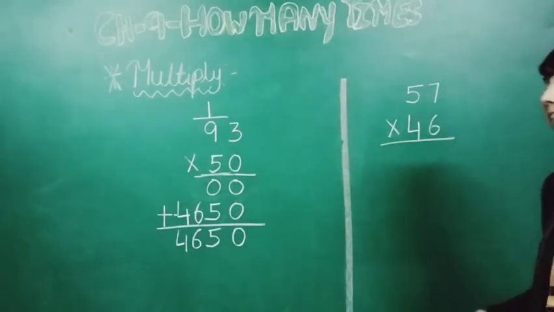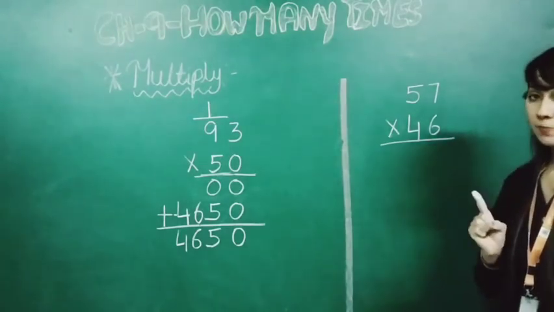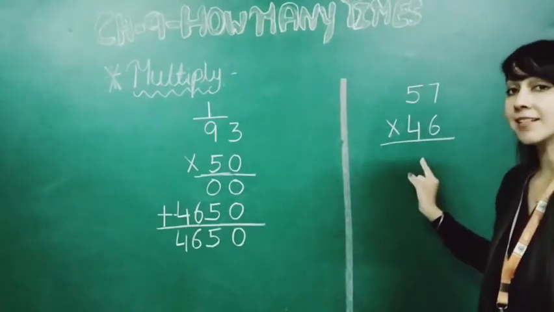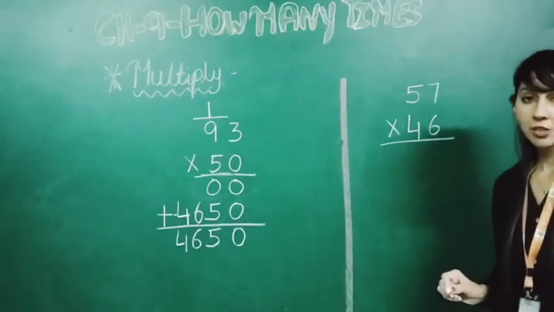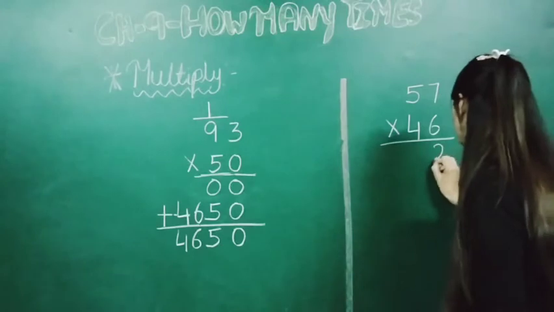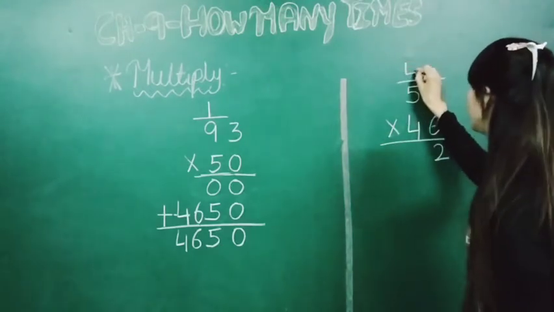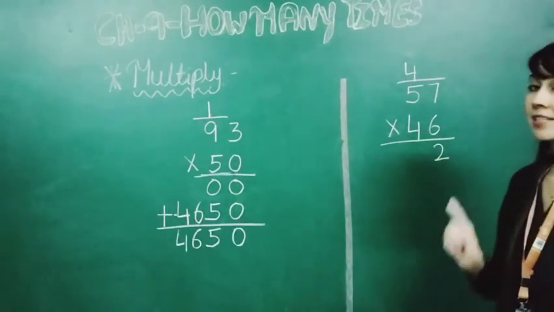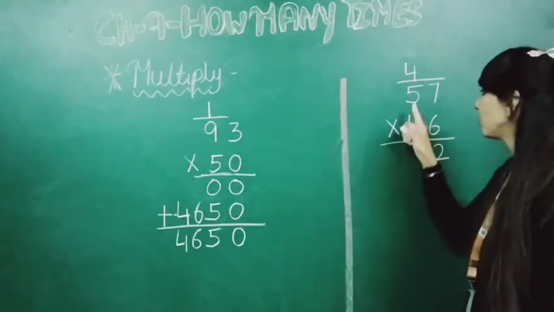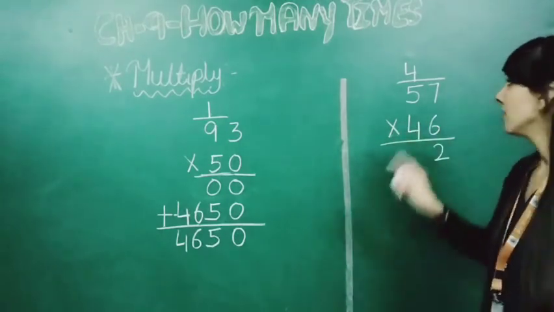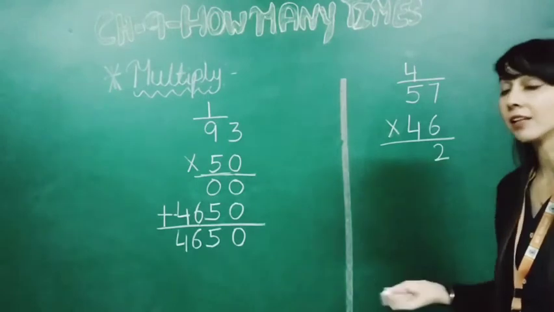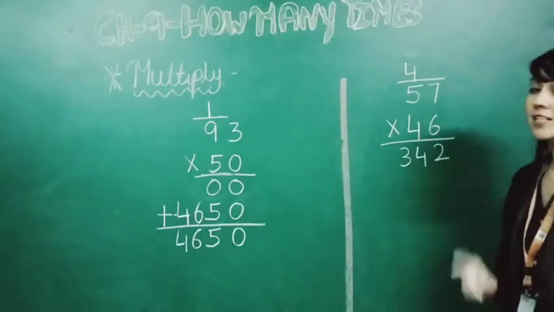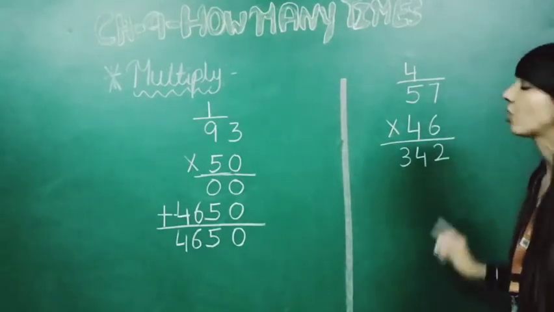So first of all we will see the number that comes in the ones place, that is 6. So actually we are multiplying 57 by 6. So let's see now. 6 sevens are 42. So here we will write 2 and here we will carry 4. That will come in the tens place. Now we will see cross multiplication. 6 into 5, 6 fives are 30. 30 plus 4 is 34. So here we got our first partial product, that is 342.